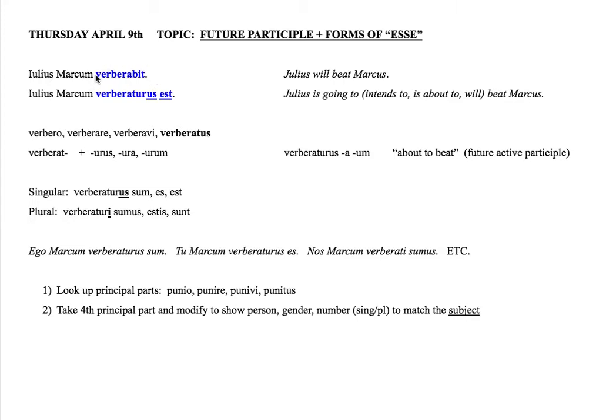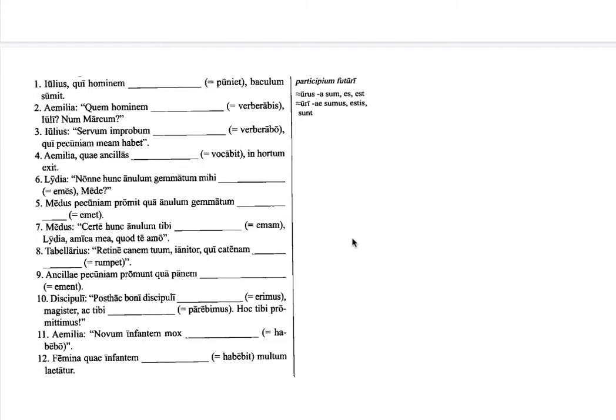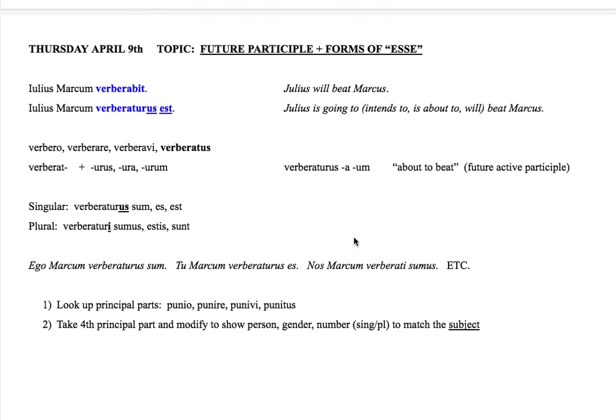So you can express future action with a simple future verb, but there is this other thing called the future participle. It is used in combination with a form of esse, as I say up here. So Julius will beat Marcus, verberabit, or we can use this two-word way of saying it: Julius is going to beat Marcus. So we have a combination of esse plus the future participle. How do we form the future participle, which you're going to need to do for this exercise down here? That's what this says right here.